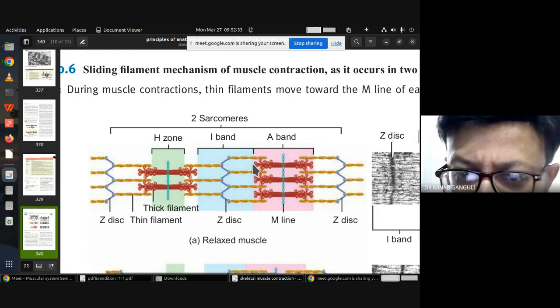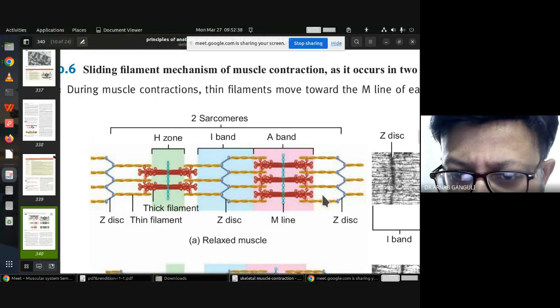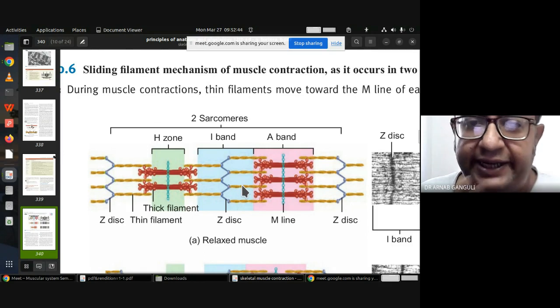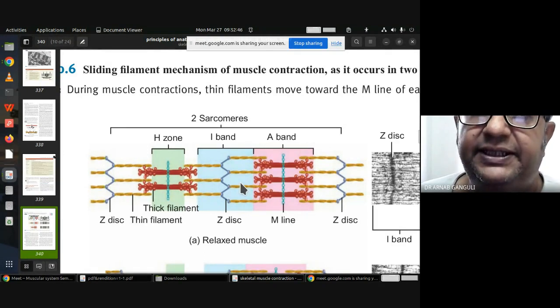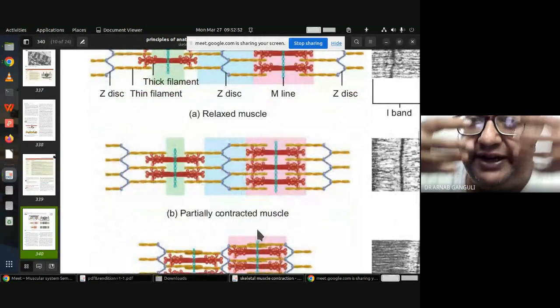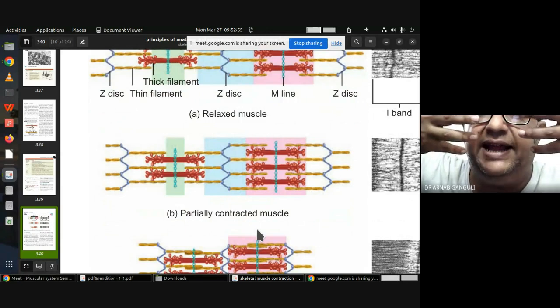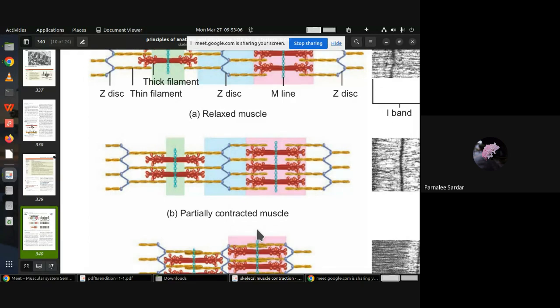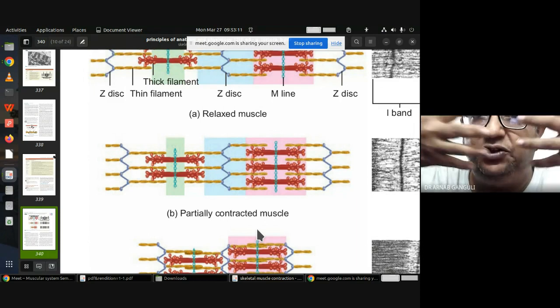And you have the thick filament and alternating thin filaments in between the M line. So this is the state in relaxed muscle. Now you come to a partially contracted muscle. So these two hands, are you seeing my hands? They come towards each other. They are moving towards each other.